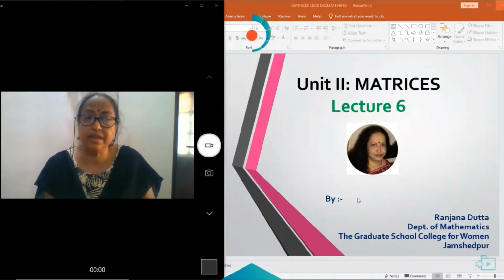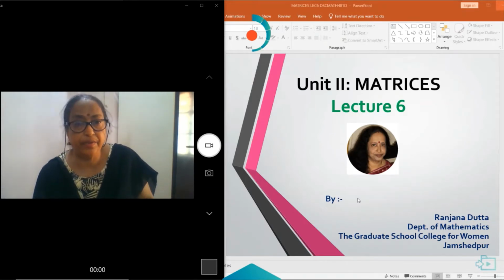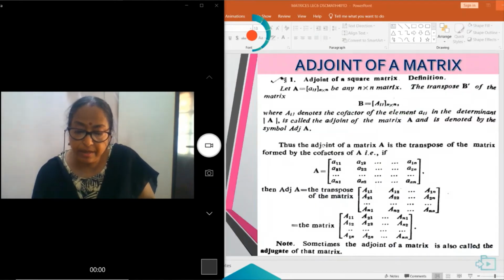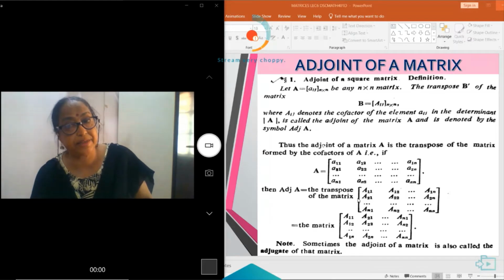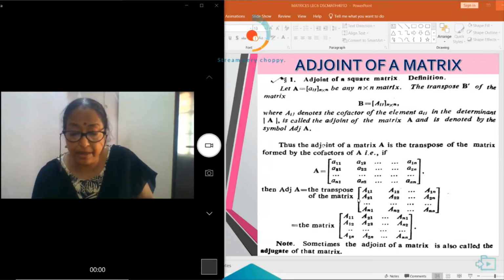This is my sixth lecture on matrices. I am Ms. Ranjana Dutta from the Department of Mathematics, the Graduate School College for Women. Today we will study the inverse, adjoint, etc. of a square matrix. Mind it should be a square matrix.